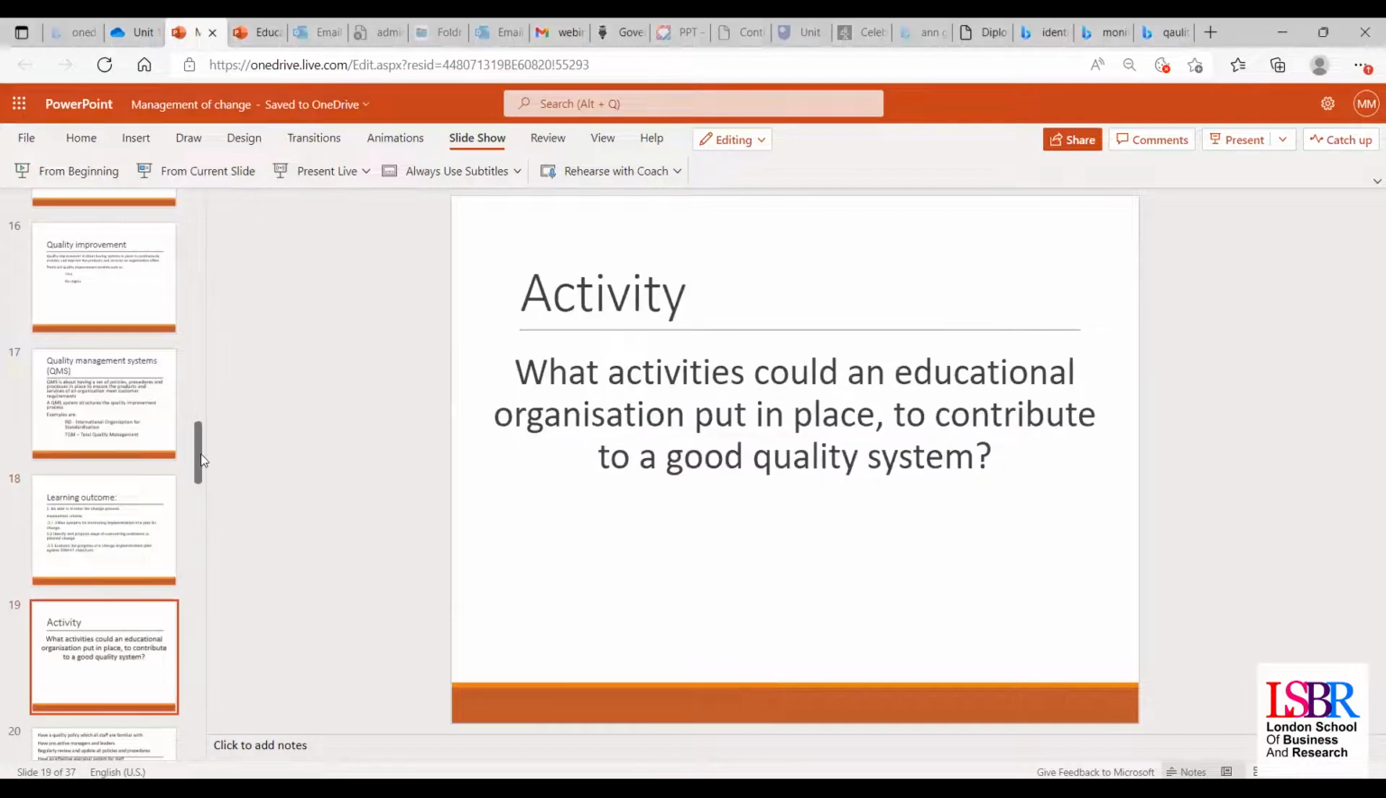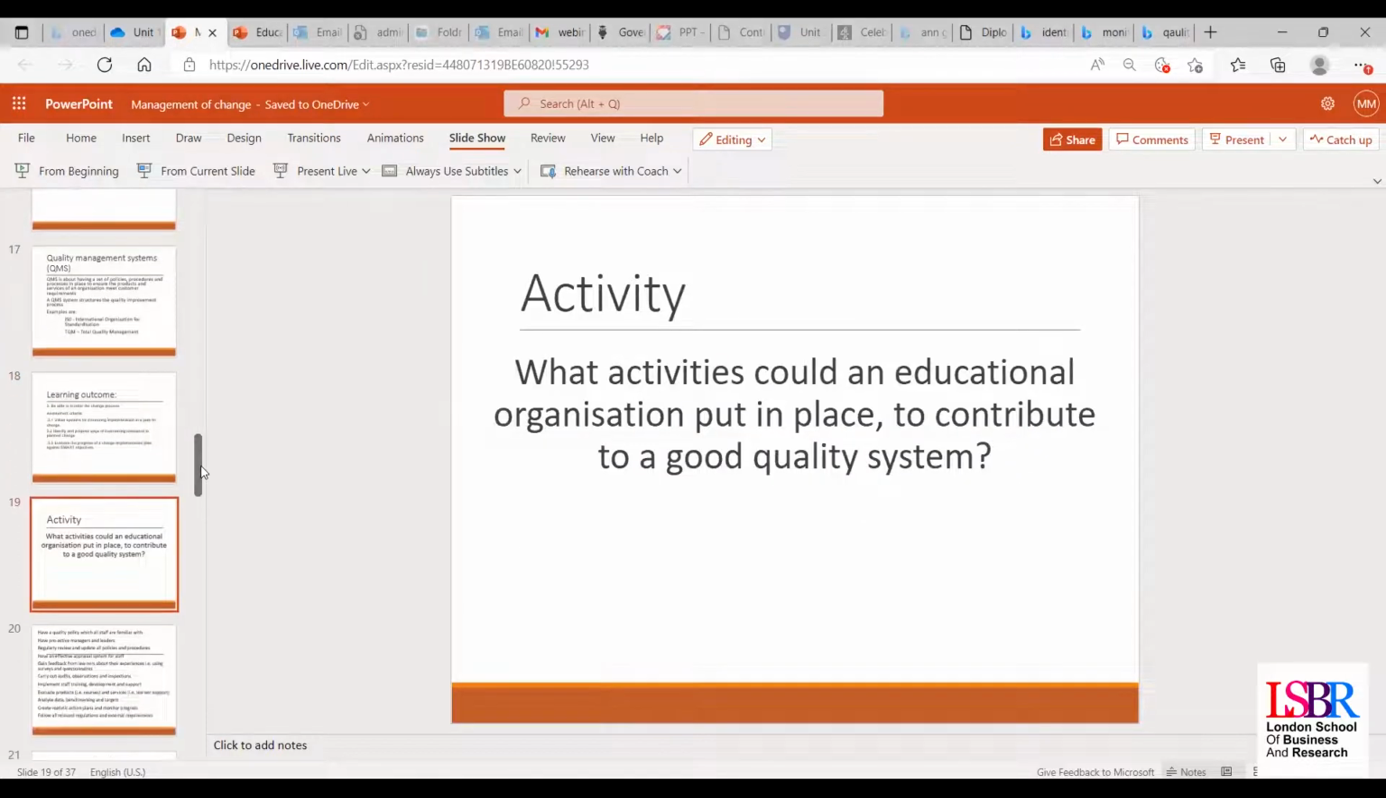So first activity. So I'd like you to have a think about what activities could an educational organisation put in place to contribute to a good quality system? And I want you to take a couple of minutes and take a few notes on that.